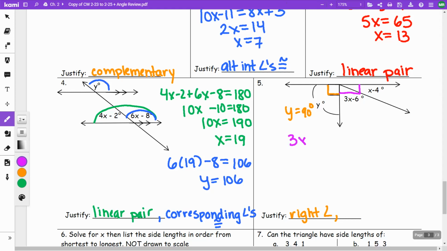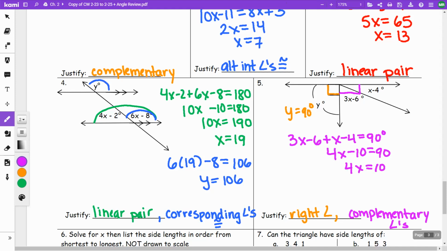So I'm going to take 3x minus 6, add it with x minus 4, and set that equal to 90 degrees. Those are going to be complementary angles. So I'm going to get 4x minus 10 is equal to 90. 4x is equal to 100. So x is going to be 25.